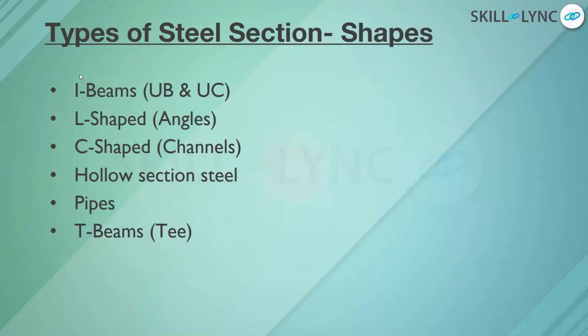So there are different types of structural steel sections. These I beams, L shaped, C shaped are the angles and channels that we normally say in the market. In the code, you might have seen I beam sections, L shaped angles, C shaped channels, hollow section steel, pipes, T beams, etc. So what is an I beam?